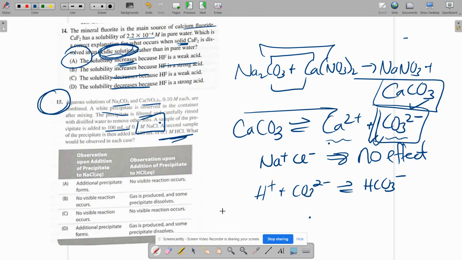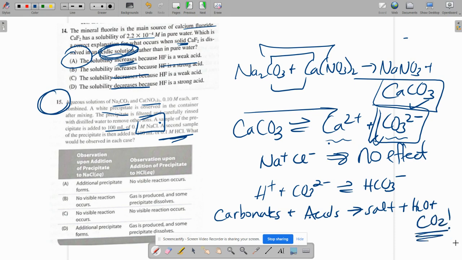I want you guys to remember that carbonates plus acids, do you remember what they make? They make a salt plus water plus CO2 gas. So bottom line, this is like the volcano reaction. You would see all kinds of fizzing in the presence of carbon dioxide gas.